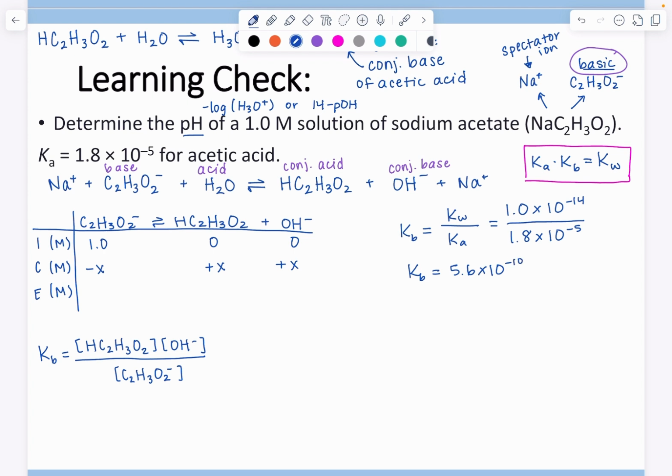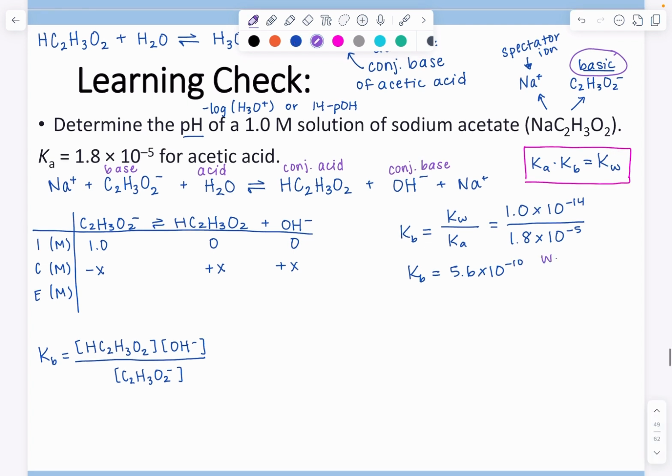And just a reminder, we need Kb instead of Ka because sodium acetate, what is actually added to solution, is a base, not an acid.